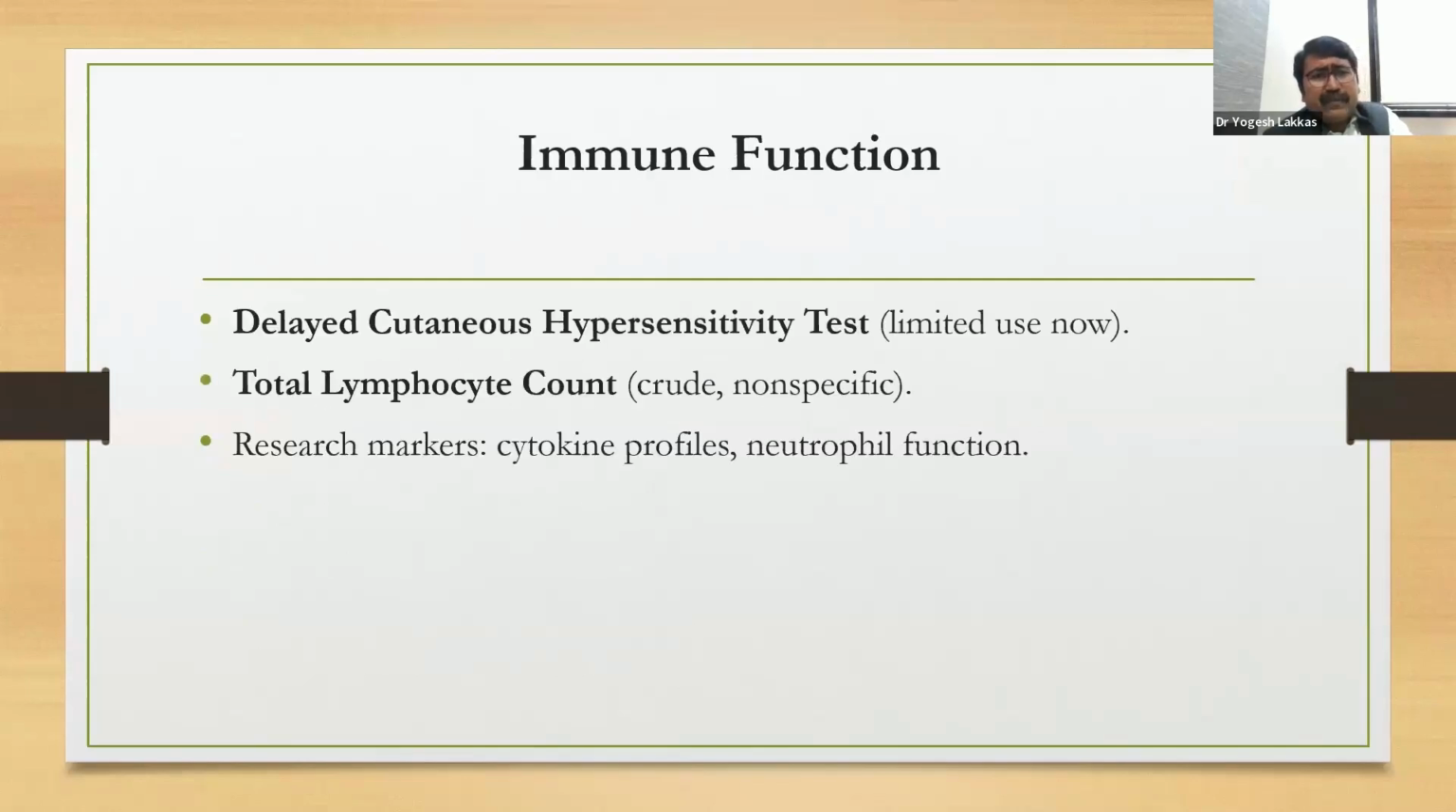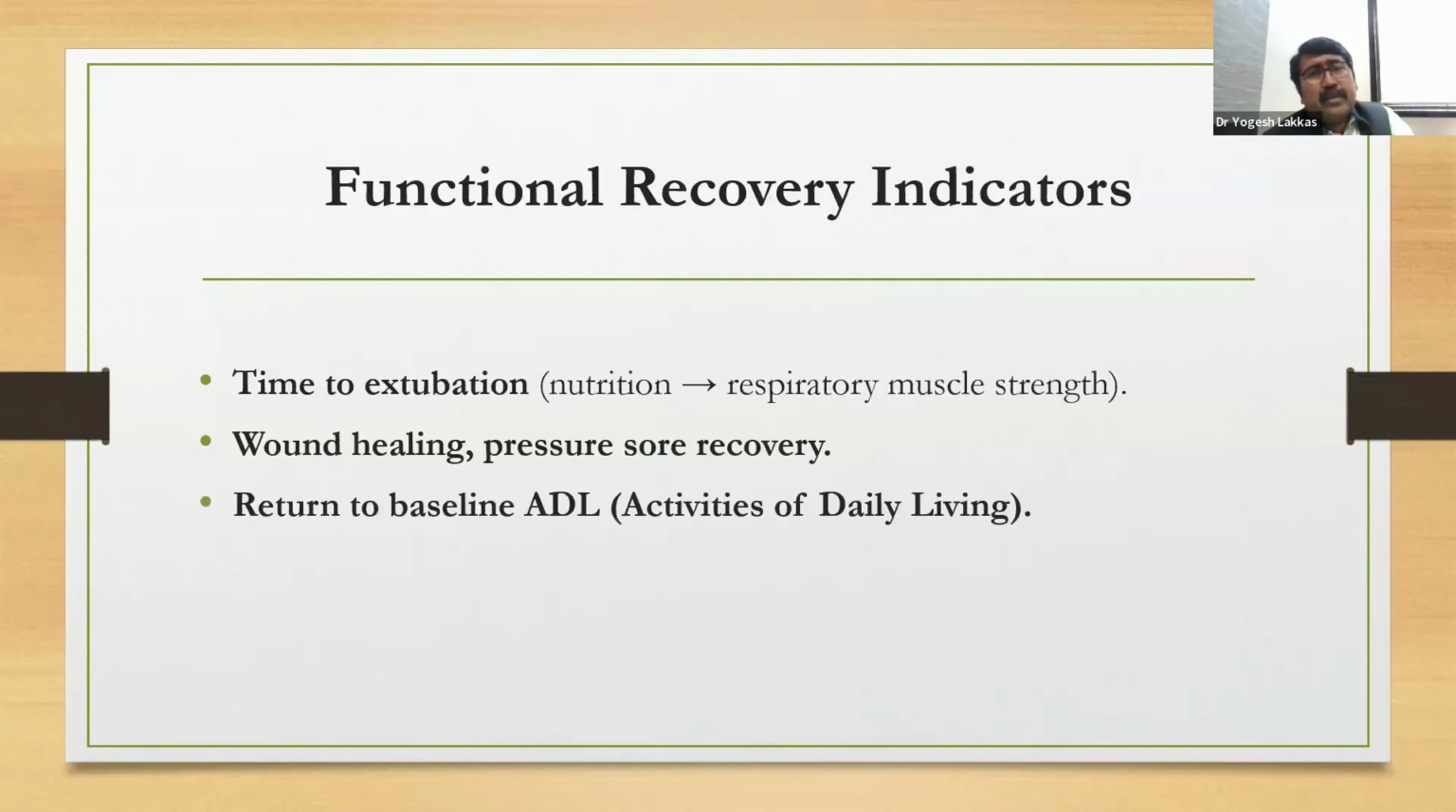Immune functions, like the delayed cutaneous hypersensitivity test, are of limited use now. Total lymphocyte count is crude and non-specific. Research markers include various biochemical markers, cytokine profiles, and neutrophil functions. But mostly immune function tests are research-oriented tools, and their practicability can be less as compared to the other functional parameters we use in the ICU.